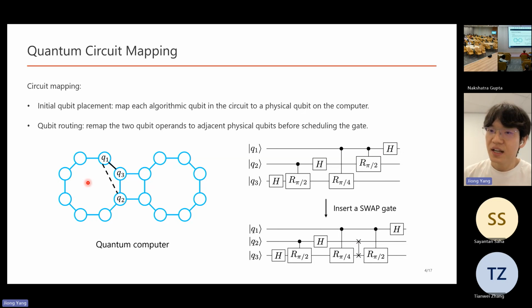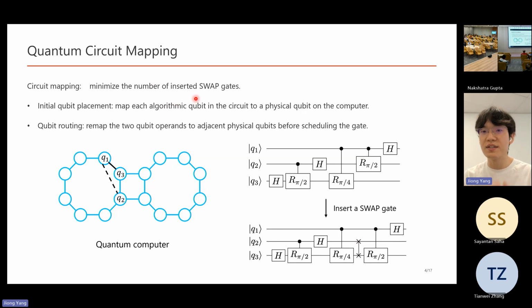However, the inserted swap gates enlarge the quantum circuit, and this increases the accumulated error of the circuit output. So in order to work around this limitation and control the output error at the same time, the problem of circuit mapping aims to minimize the number of inserted swap gates during the compilation. And this is a problem we are going to solve in this talk.